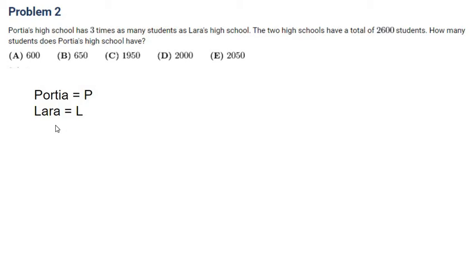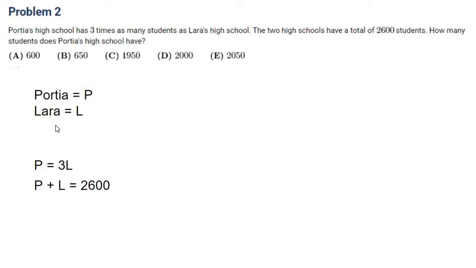Okay, so now using the two given statements here, we're going to form two different equations. So first statement we're given is that Portia's high school has 3 times the amount of students in Laura's high school. So we can denote this as P equals 3L. So that is our first equation here. And the second statement reads that the two high schools have a total of 2,600 students. So simply adding P plus L will give us 2,600.